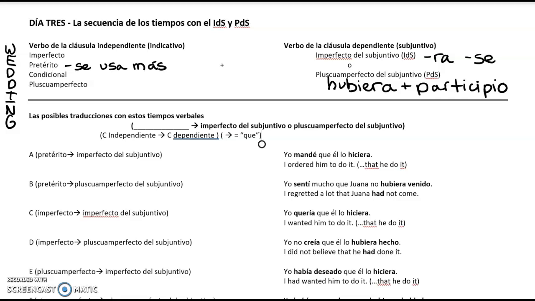Condicional, we're going to talk about the conditional on the next page of notes. So we're going to skip that for right now. Pluscuamperfecto, if you remember, that is the use of había plus your participio. So instead of saying, I recommended, maybe the translation wants, I had recommended.